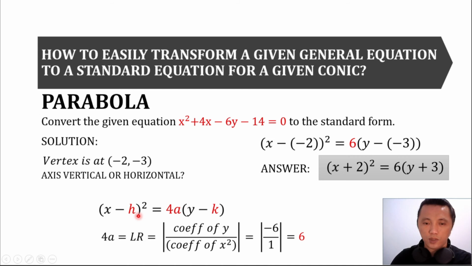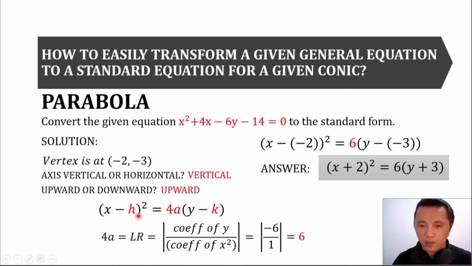Is the axis vertical or horizontal? Is it upward or downward? So this is upward and this is axis vertical. So you have two values of x. So this is x squared, and this y here is paired with a positive coefficient. So you have a value of positive y. So you have an upward-facing parabola.